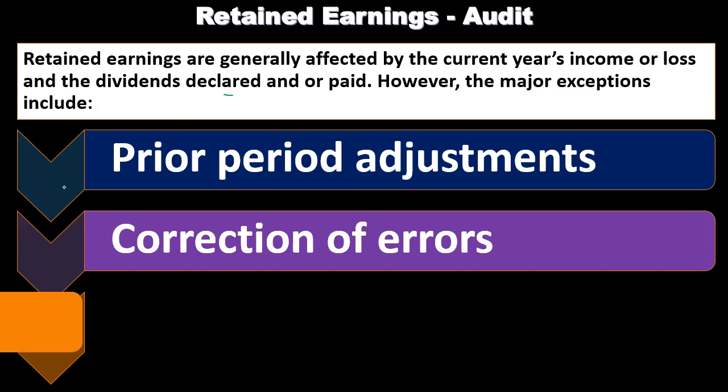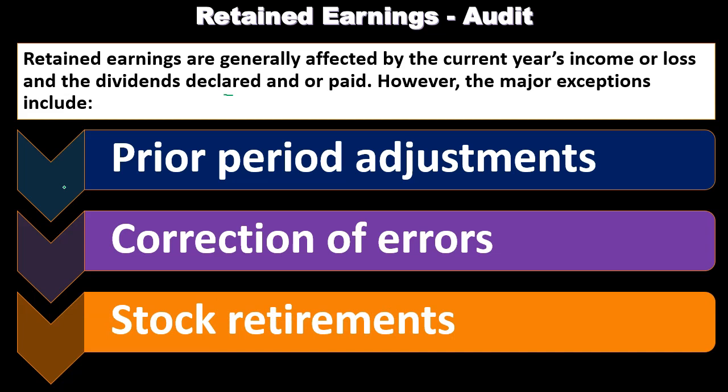So we're going to check that item, and then the stock retirements. Any kind of stock retirements, when that transaction happens, we'll check those items. Now note, in publicly traded companies, we would expect retained earnings to be accounted for, to roll forward. If there are any adjustments with these items, then they would be accounted for, and we can look into them and test them.